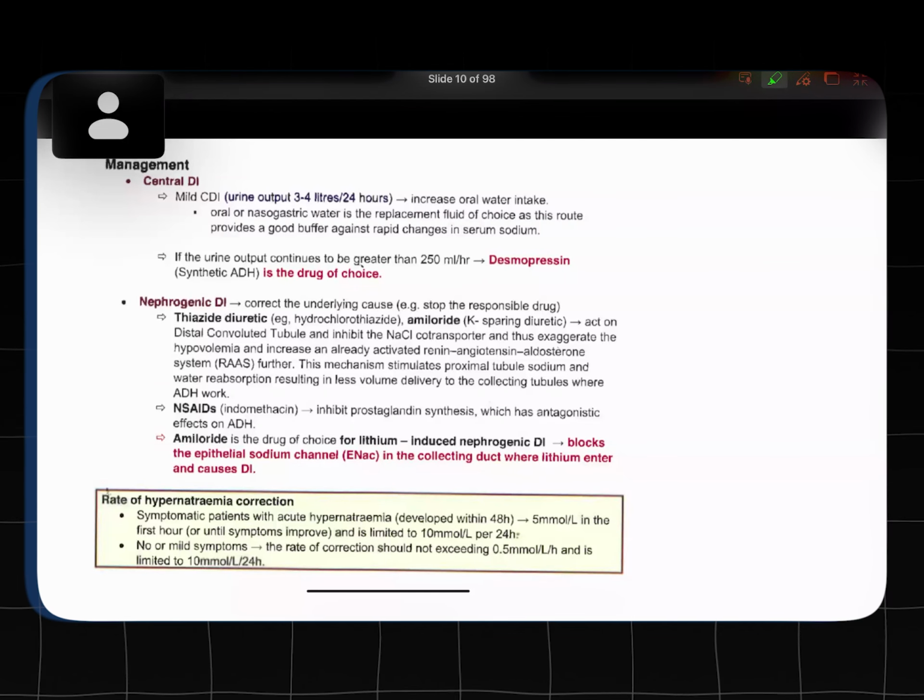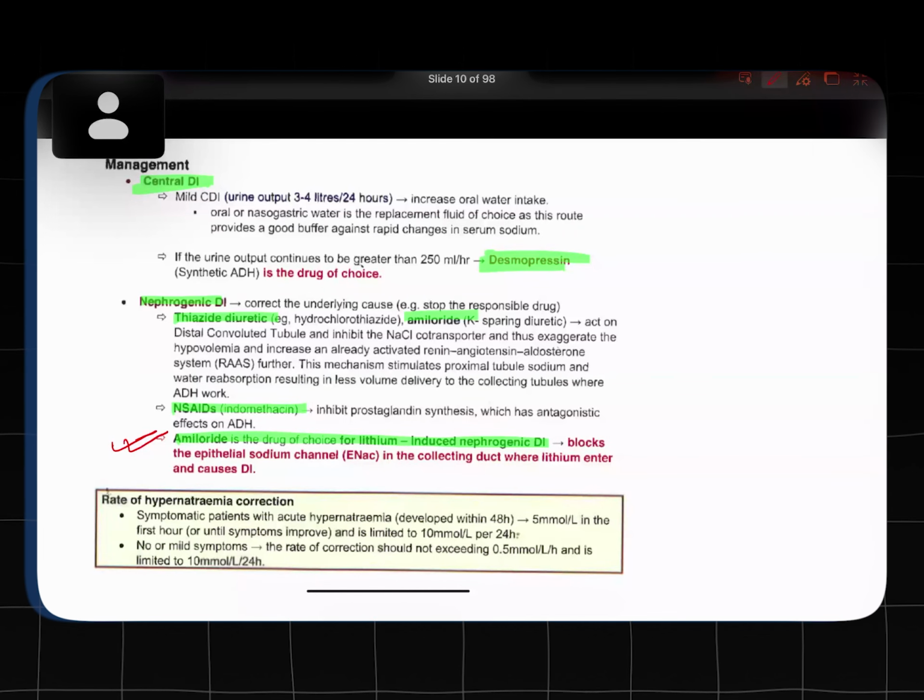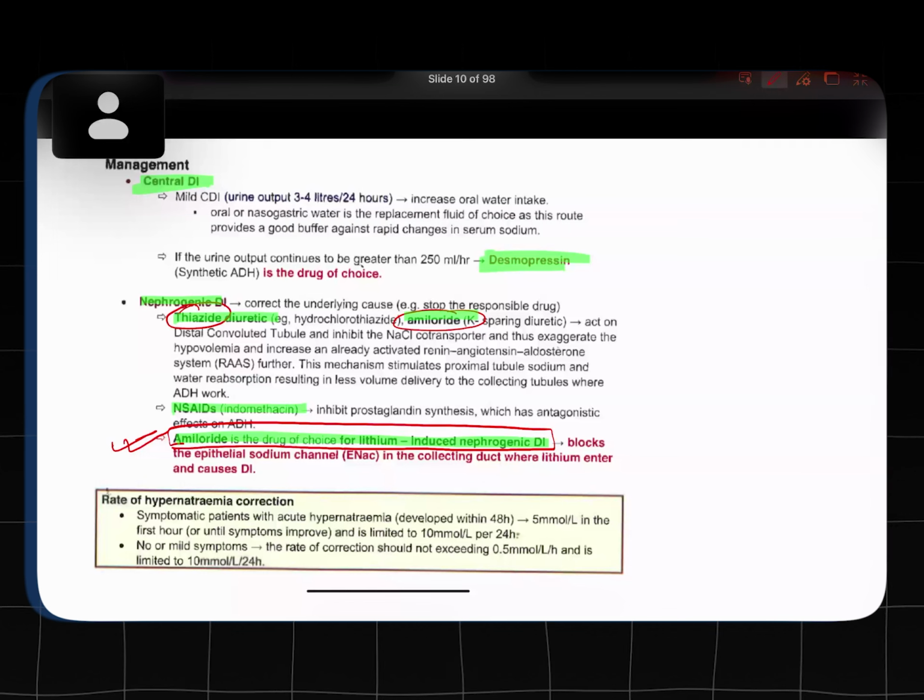Management wise, for central diabetes insipidus, the management is desmopressin, which is the drug of choice. For nephrogenic diabetes insipidus, thiazide diuretics, amiloride, NSAIDs. Especially amiloride is the drug of choice for lithium-induced nephrogenic diabetes insipidus. So these things you basically have to just remember. There is no other way. Thiazides, amiloride. If it is lithium-induced nephrogenic DI, then amiloride is the drug of choice.